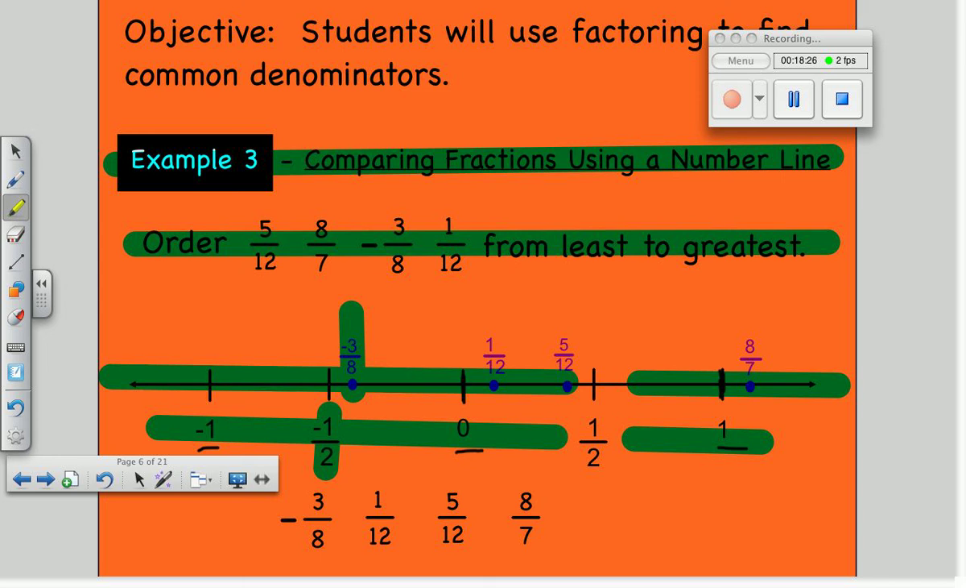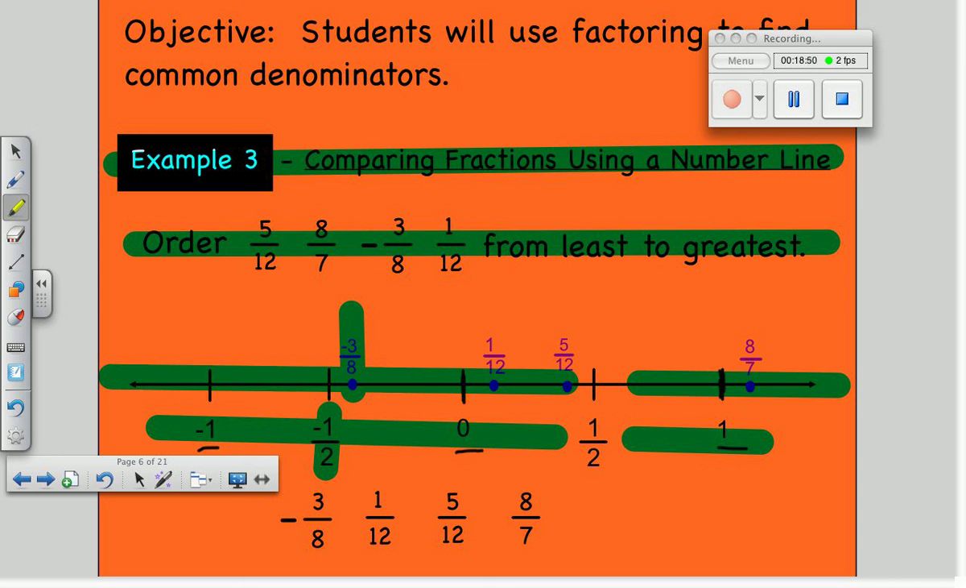And then the last one, 8/7. Well, 8/7 is more than one whole, because if you have 7 and you have all of them, how many do you have? 7. That would be 7 out of 7. But this says you have 8 out of 7, which is even more than 7 out of 7. 8 out of 7 is more than a whole. So we have to go to the right of one whole to plot 8/7.